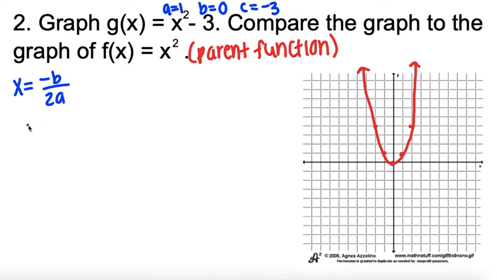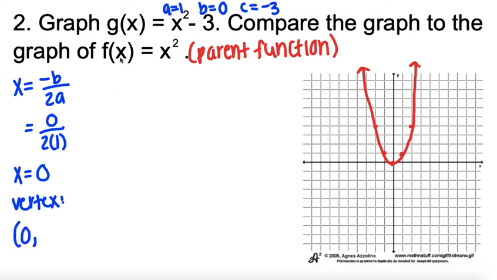So plugging those in, my b again is just 0. My a is 1. Well, 0 divided by 2 is just 0. So I get x equals 0. So I know that my vertex is starting with 0.